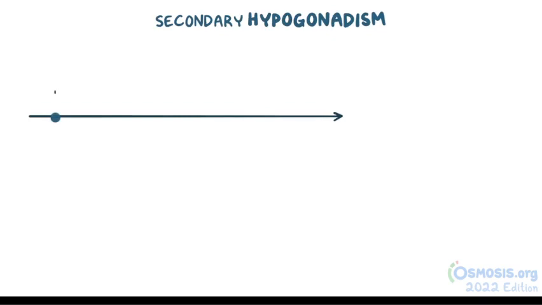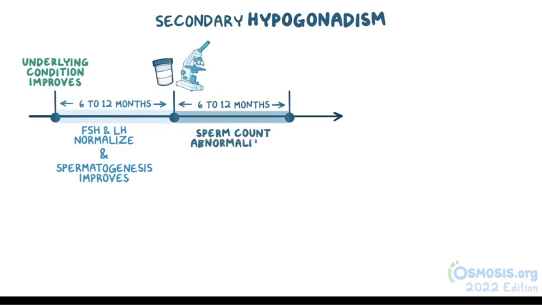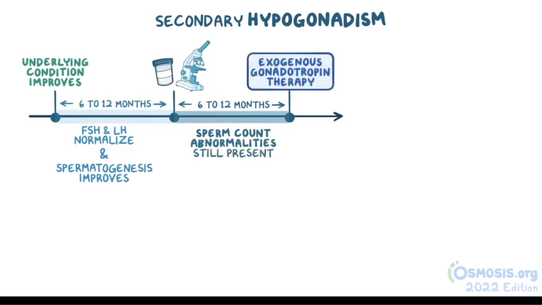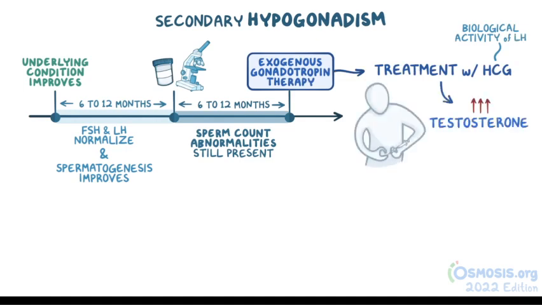In individuals with secondary hypogonadism, once the underlying condition improves, FSH and LH normalize and spermatogenesis improves after 6 to 12 months. If 6 to 12 months later sperm count abnormalities are still present, exogenous gonadotropin therapy can be initiated. The first step is to initiate treatment with HCG, which has a biological activity of LH and leads to increased testosterone levels. Individuals can self-administer HCG via an intramuscular injection.